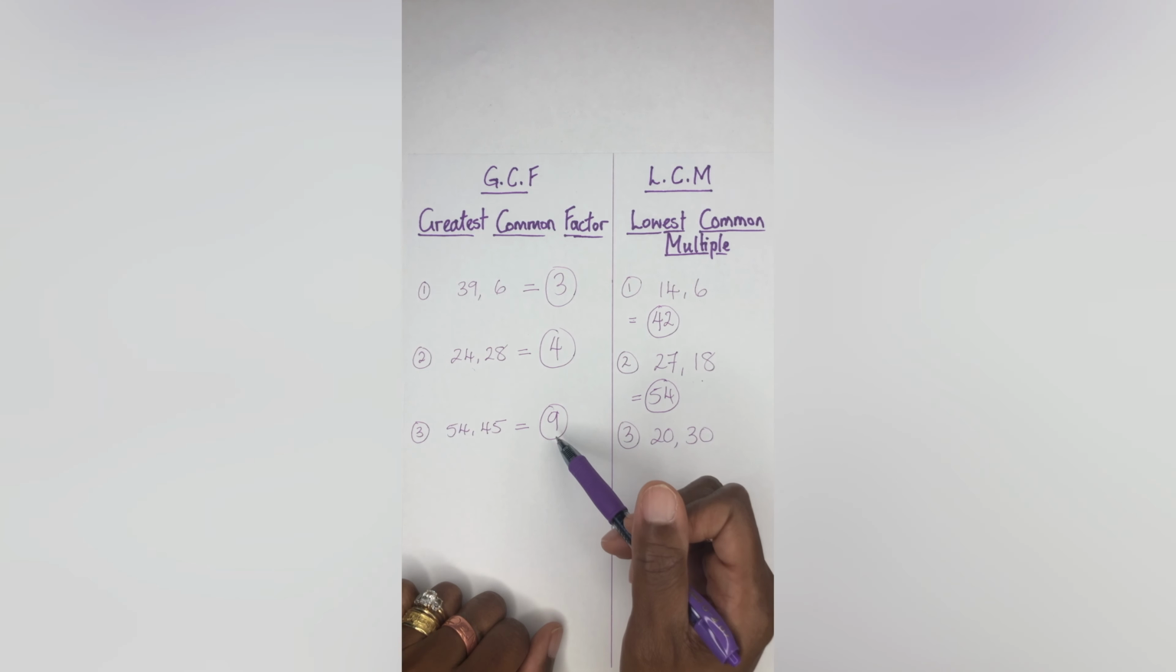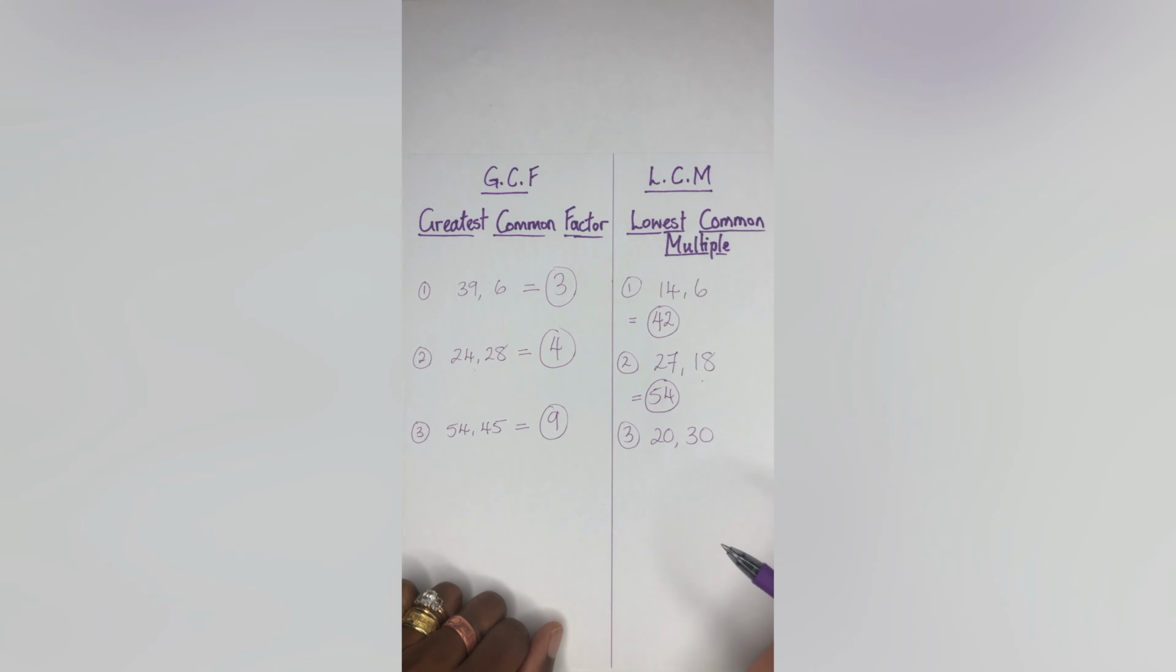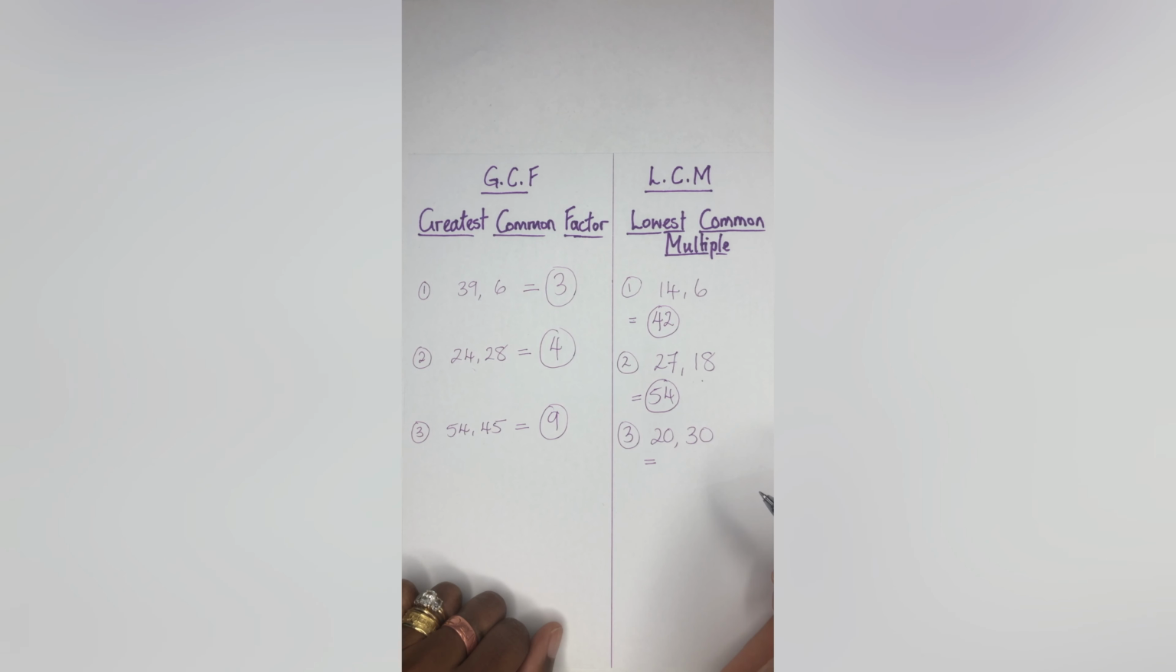So unlike this side, you're not thinking of what number can be divided into the numbers that are being shown. You're looking for the number that the numbers being shown can go into. So it's the other way. All right, 20 and 30, what can those two go into? They're multiples of 10, but both of them can go into or be divided into 60.